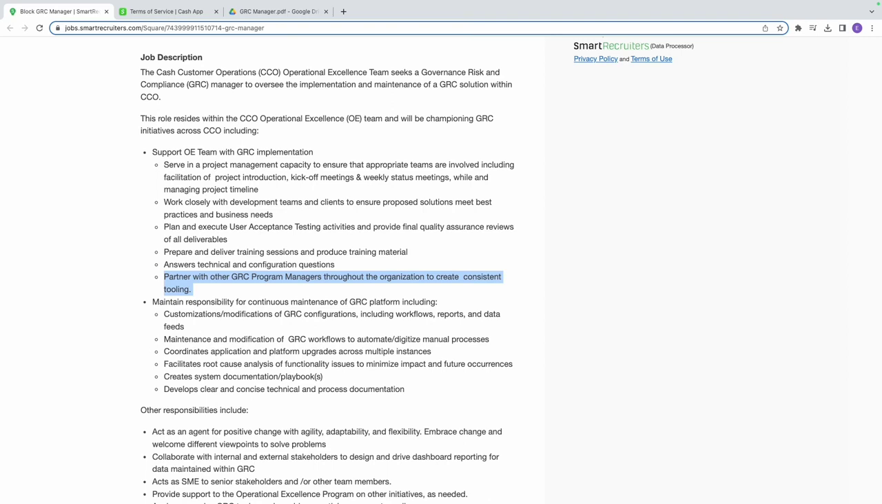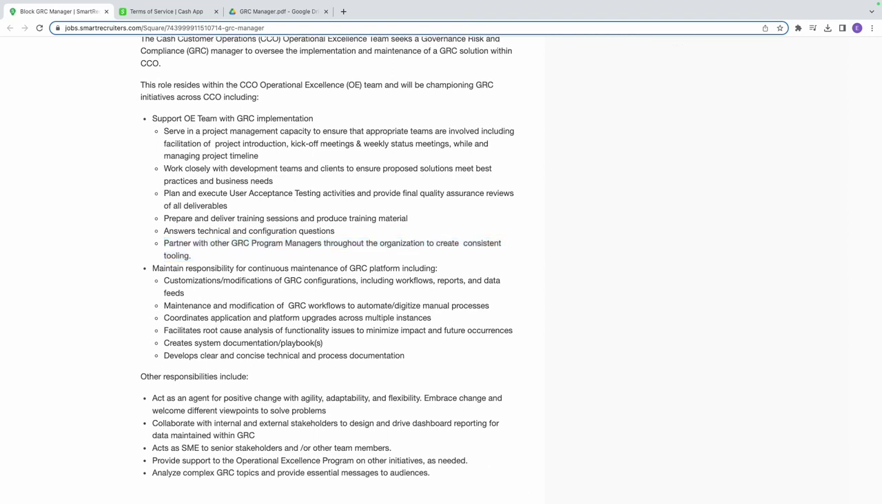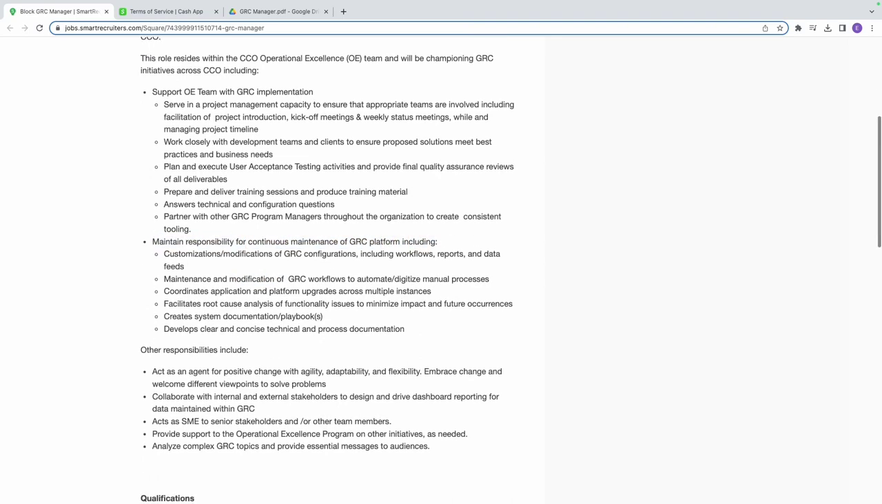That's what this means. Now, the next thing is to maintain responsibility for continuous maintenance of the GRC platform. Now, what does that mean? Continuous maintenance of the GRC platform. That's simply the word there. And what that means is customizations and modifications of GRC configuration, including workflows, reports, and data feeds. As a GRC manager, you're going to develop comprehensive system documentation and playbooks to provide guidance on using the GRC platform effectively.